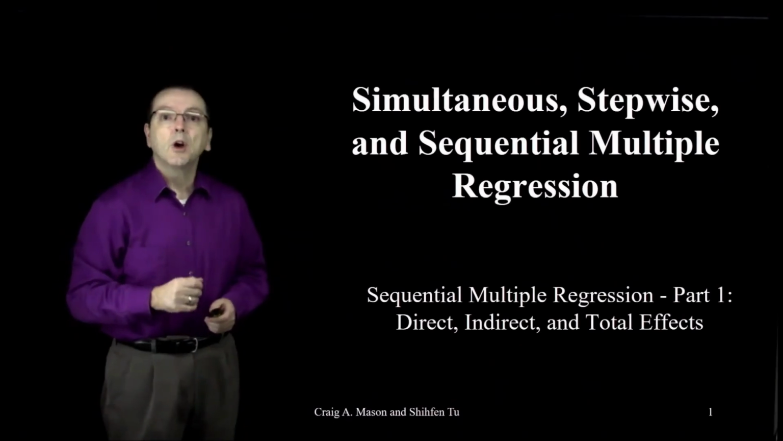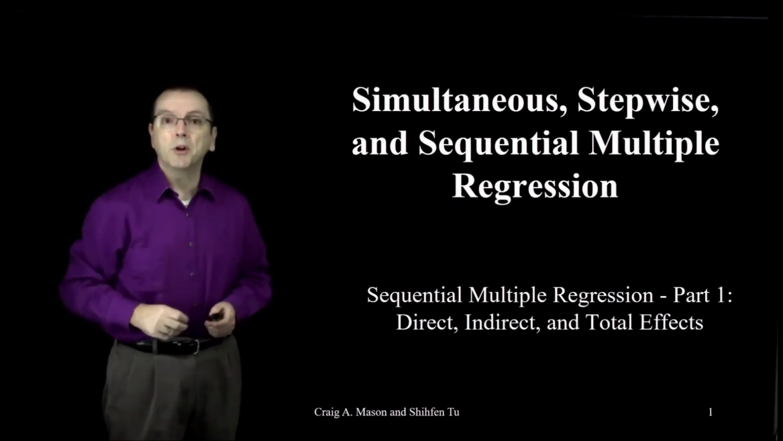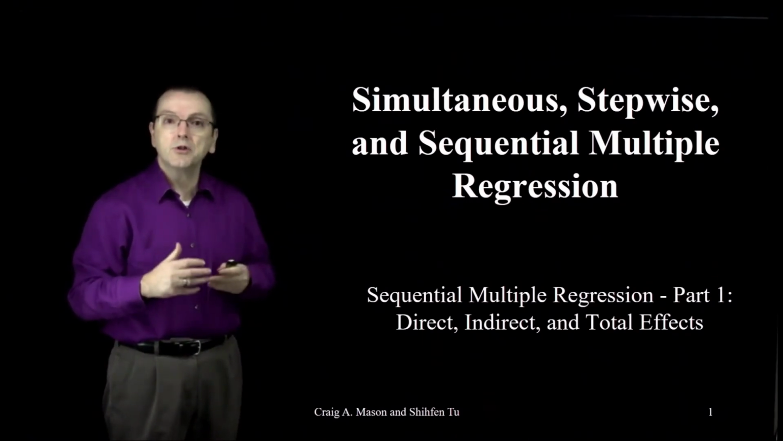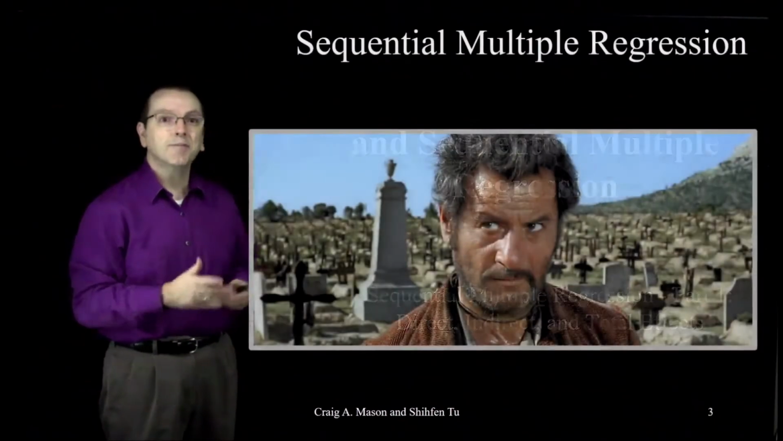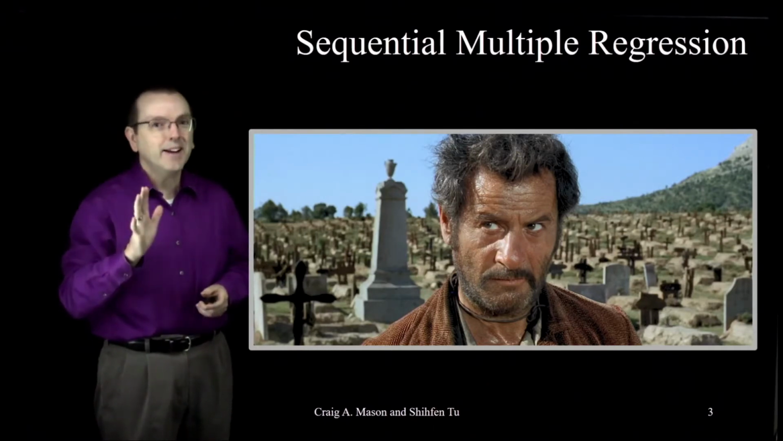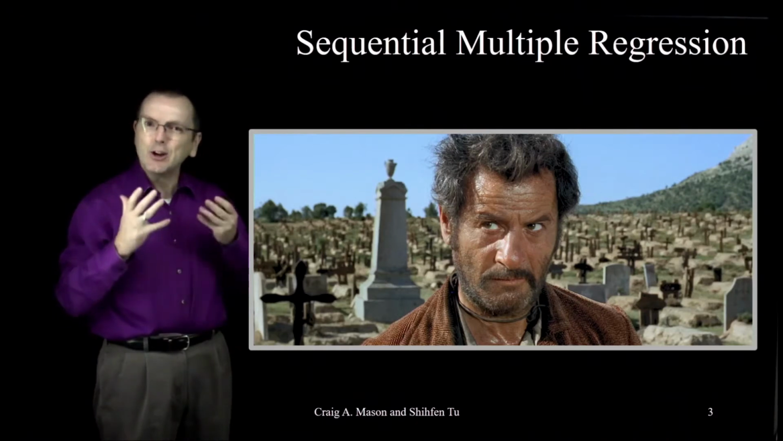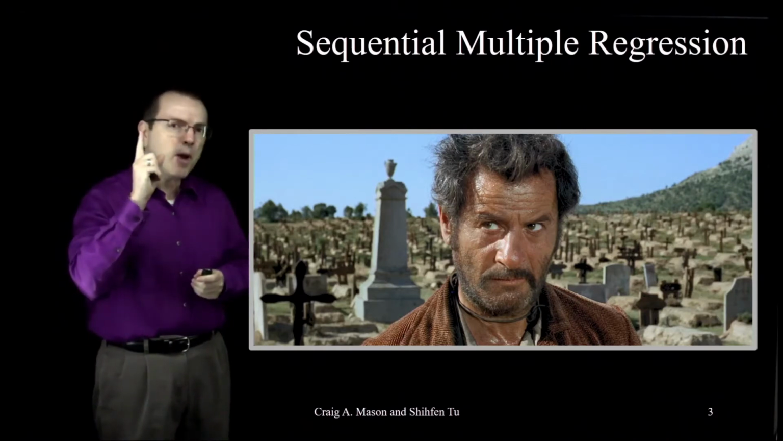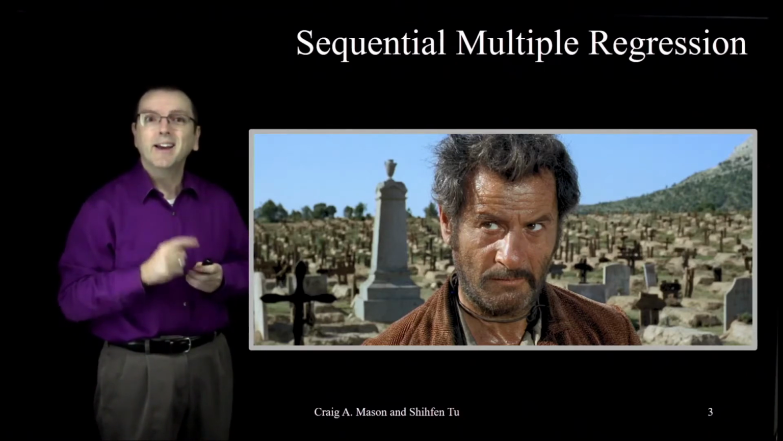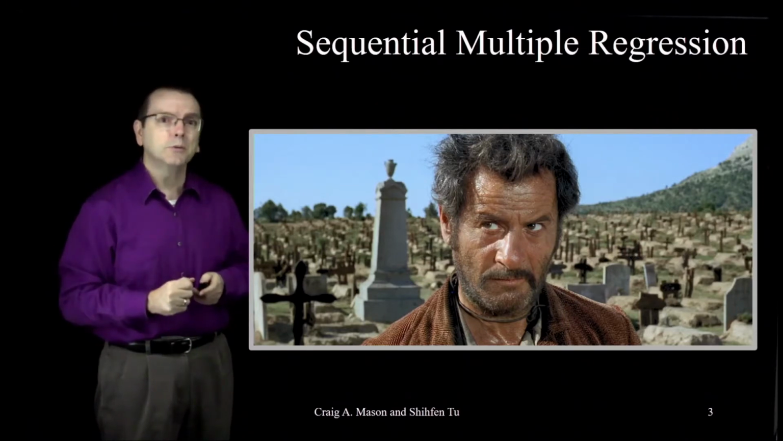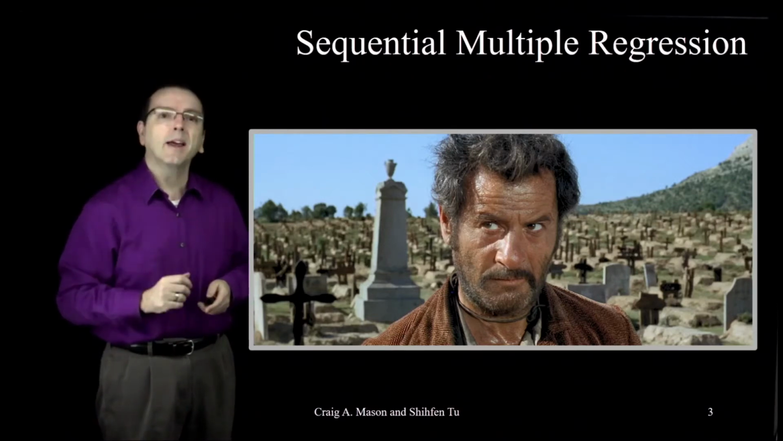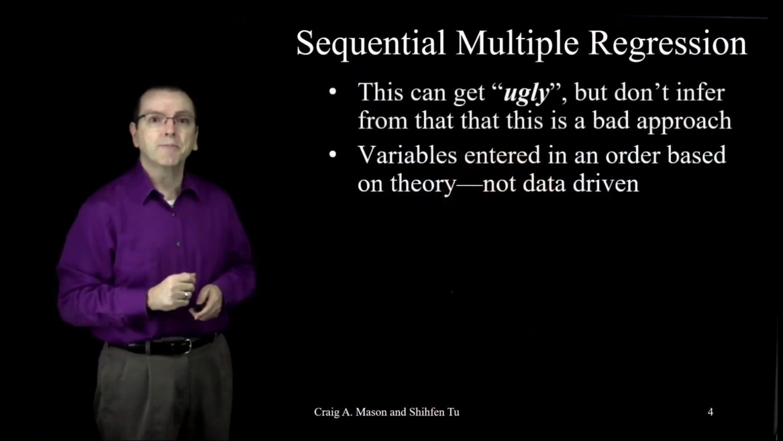In this series of videos, we'll talk about our third general approach to multiple regression analysis, sequential multiple regression. Returning to our the good, the bad, and the ugly analogy, the Eli Wallach approach. Now, by ugly, I don't mean bad. This is a good type of ugly. In fact, if you have a theory or idea of how your predictor variables are related to each other, this is probably the best approach to use. It's just ugly in the sense that it's more work and more complicated than a simultaneous multiple regression.